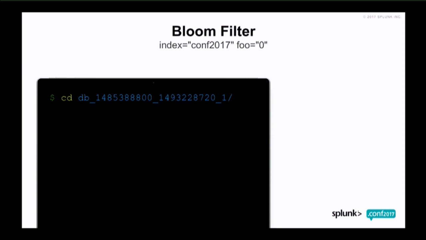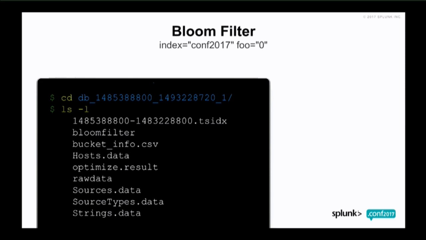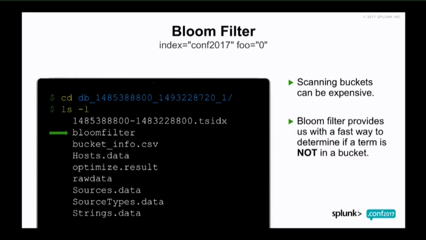All right, moving into our bucket. Take a look inside. Got a lot of files here. Now, scanning an entire bucket to see if a term is inside of it is really expensive in both CPU and disk I/O. So what we need is a quick, more efficient, and more importantly space-efficient way to determine is foo equals 0 even in this index. This is where the Bloom filter comes in.